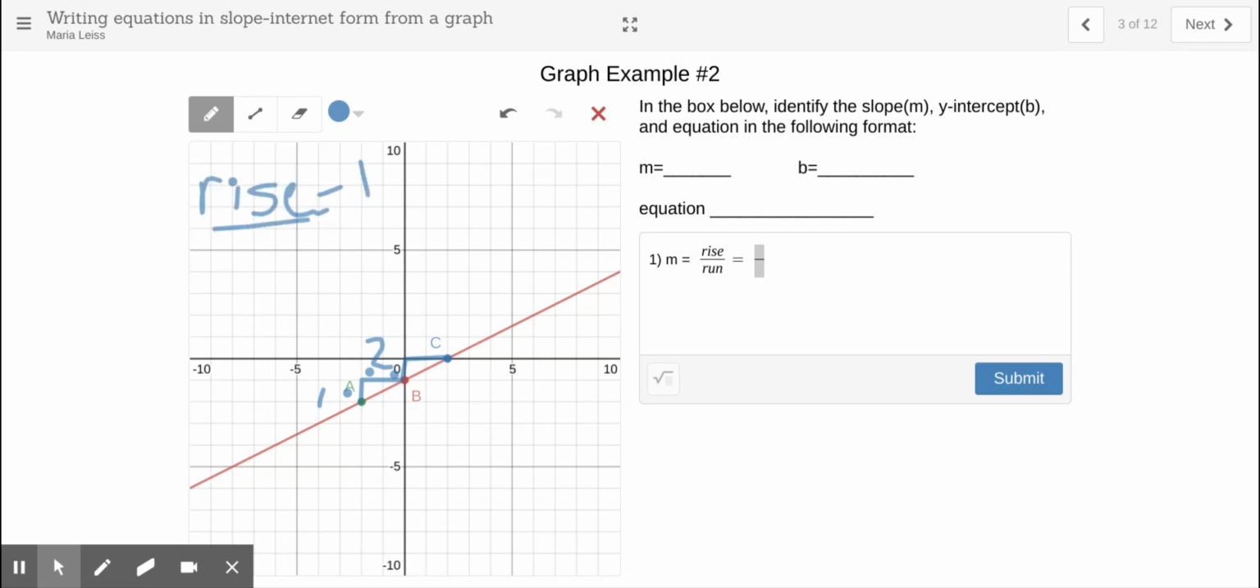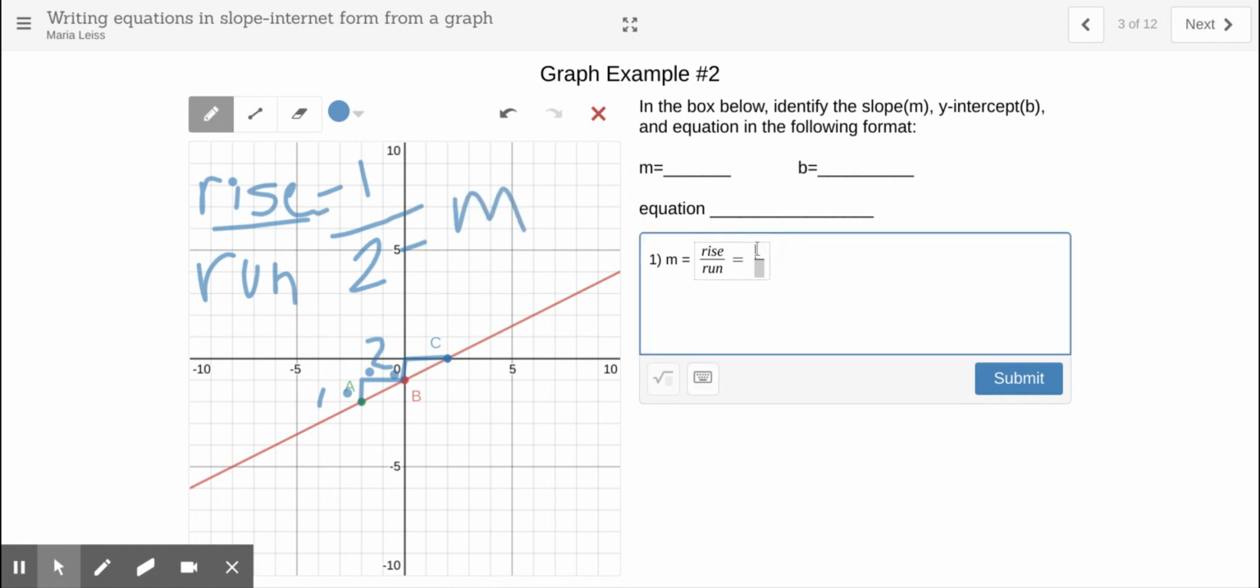So my rise we said was 1. Your run you said was 2. That means our slope is 1 over 2. That can't be reduced. That fraction would stay exactly as it is.